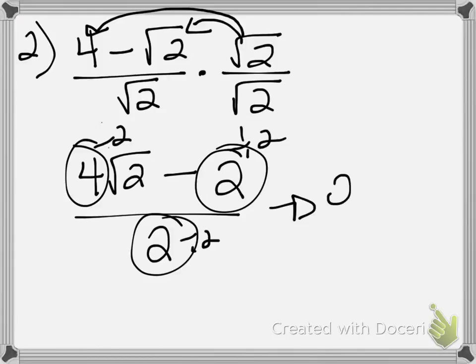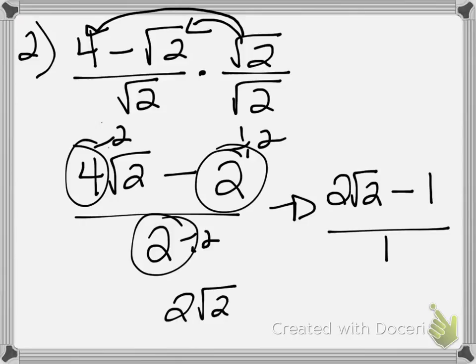So 4 divided by 2 is 2, so 2 square root of 2, minus 2 divided by 2 is 1. I have to write the 1 there. I can't just like make it disappear. All over 2 divided by 2 is 1. Now, because I have a 1 in the denominator, I actually don't even need that. So my final answer can be 2 square root of 2 minus 1.